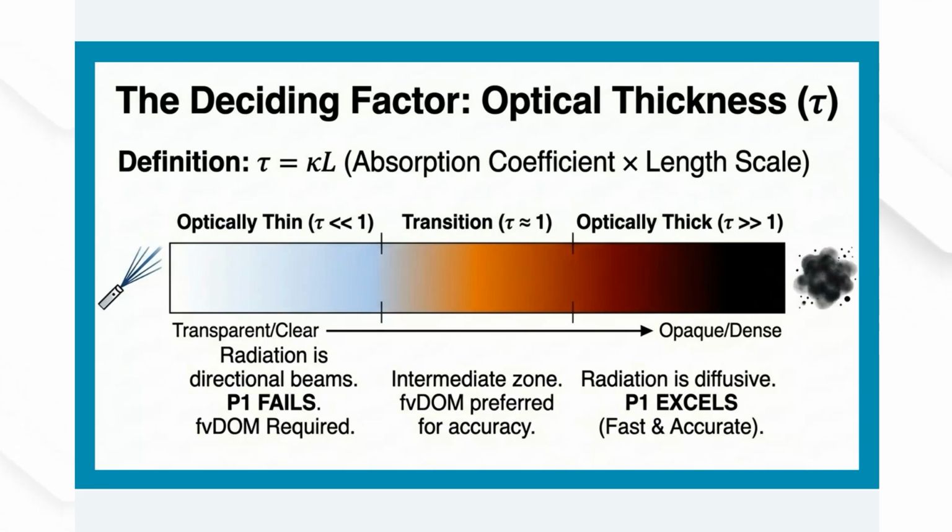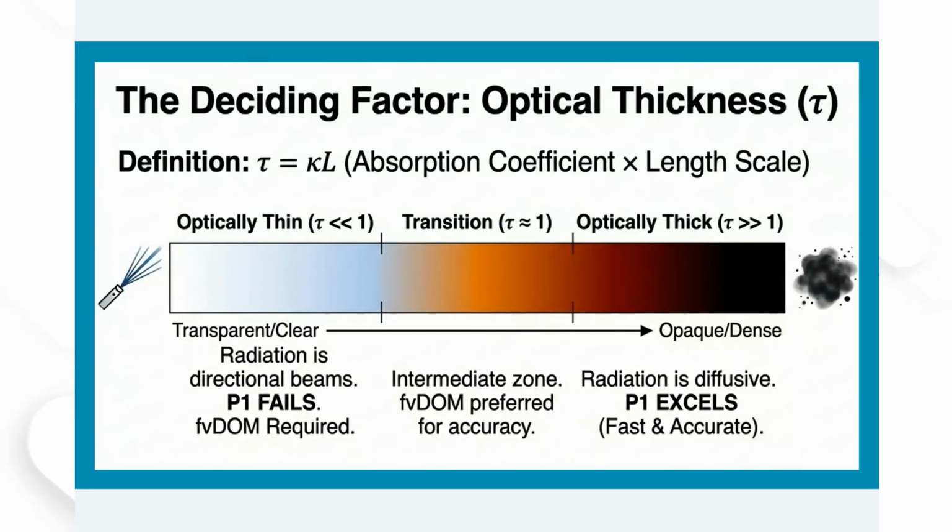So far I've been talking about this concept of optical thickness. What is this optical thickness? There is a dimensionless number called optical thickness. As the equation shows here, this is K times L, or absorption coefficient times length scale. This essentially is a measure of visibility. Can a photon travel across your domain without hitting anything? That's the whole point here.